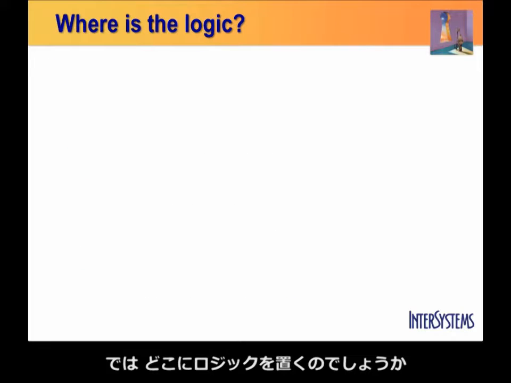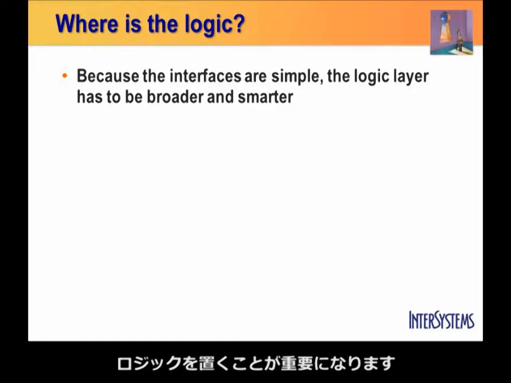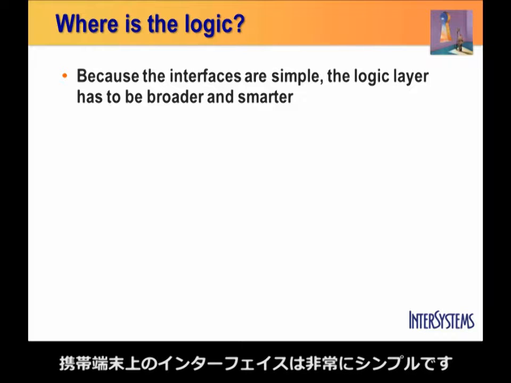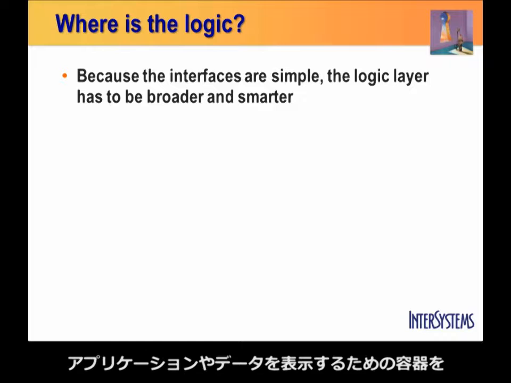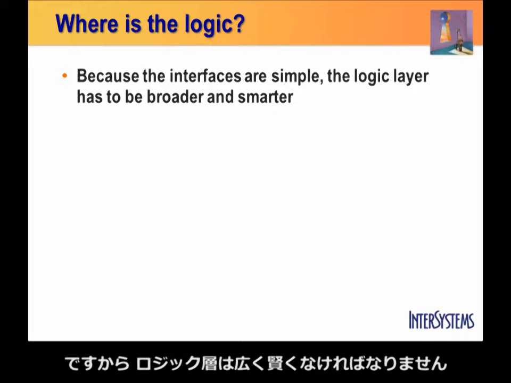So in all of this, where do you put the logic? It's very important to put the logic in a place where you can actually do some good processing, okay? So the interfaces on a mobile device are very, very simple. They're designed to provide containers to be able to display your application and display your data to the end user, okay? So the logic layer has to be broader and smarter.